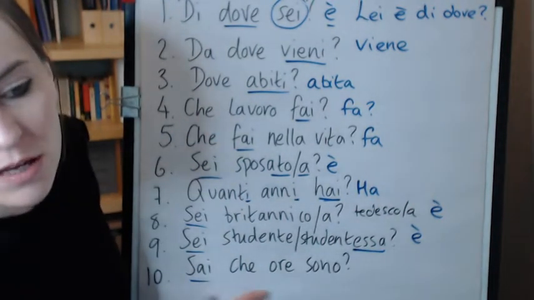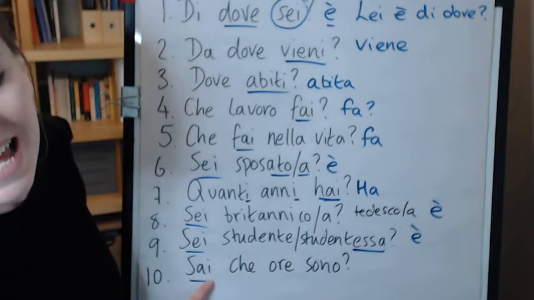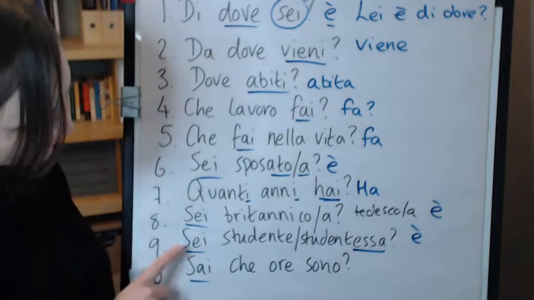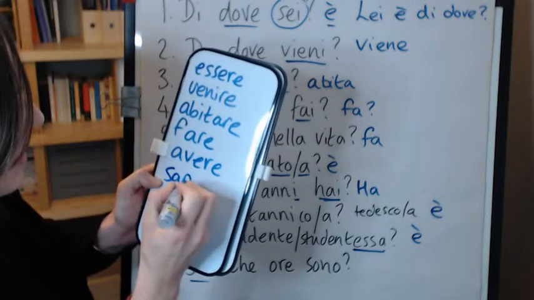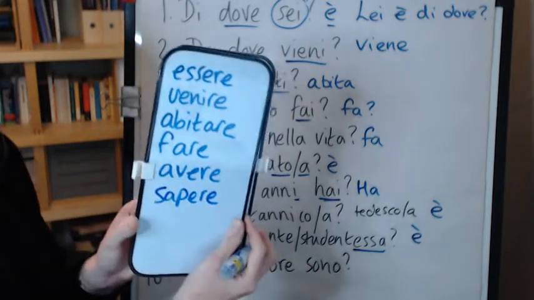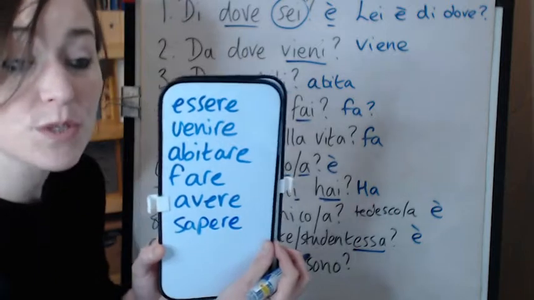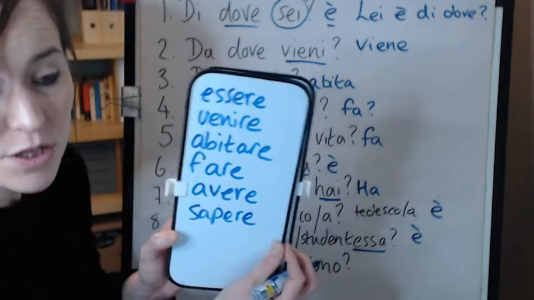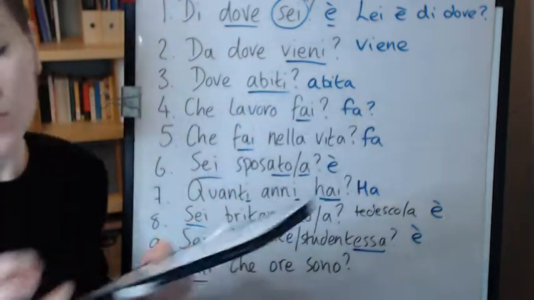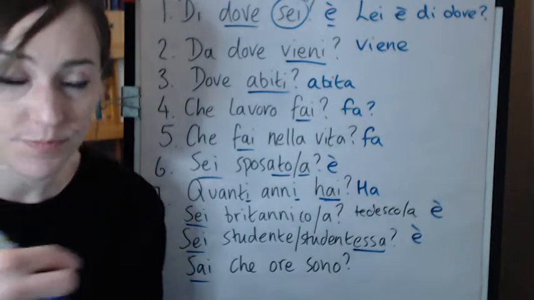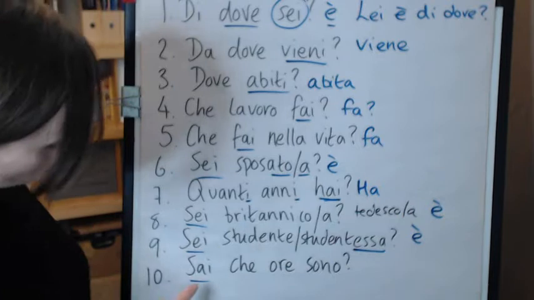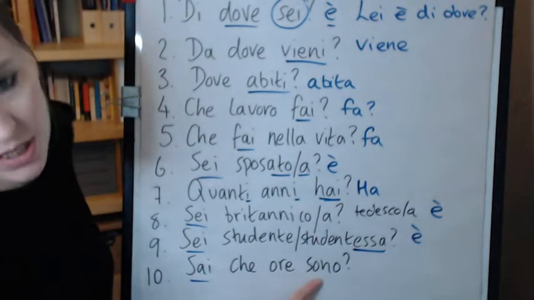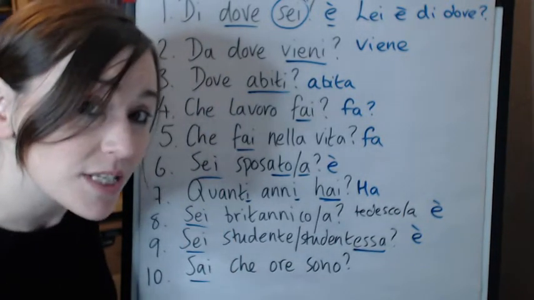Sai che ore sono? Sai. So not se, but sai. This is a different verb. This is the verb sapere, which means to know. It's actually one of two verbs which translates into English as the verb to know, but it's one that can be followed by a question word. So, sai che ore sono? Do you know what time it is?